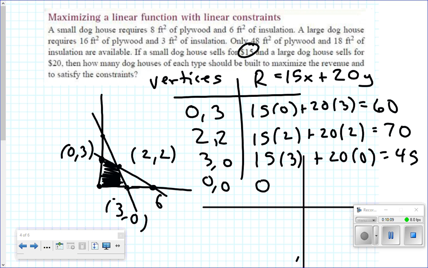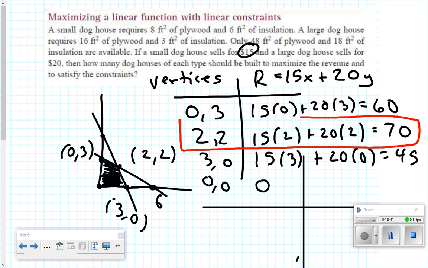So if we ask ourselves, why did we choose the vertices? It turns out in any linear programming problem, if we want to maximize or minimize a function, it will happen on one of the vertices. It can be any one of the four. You have to check all four. In this case, it turns out that we have two.